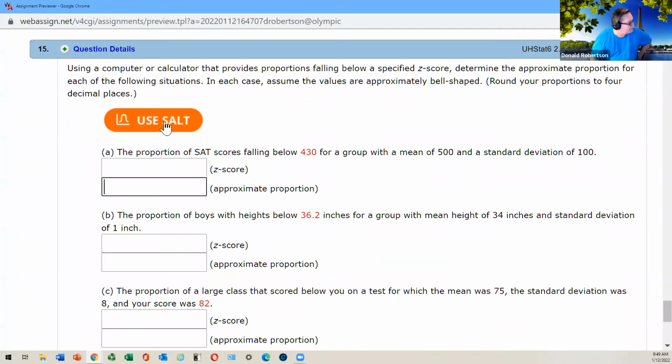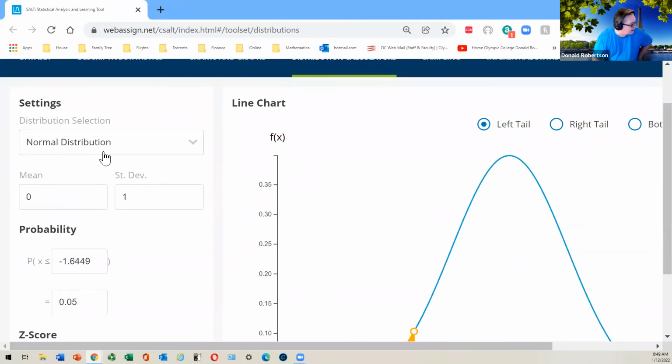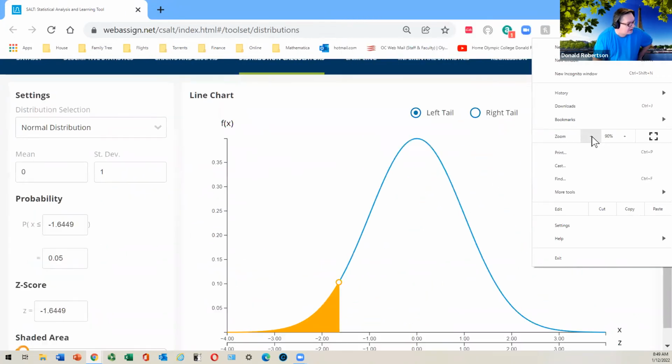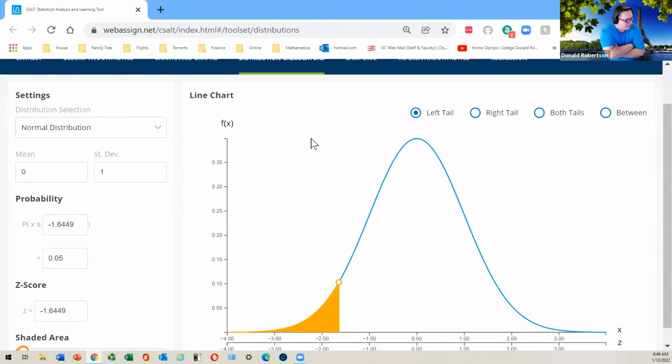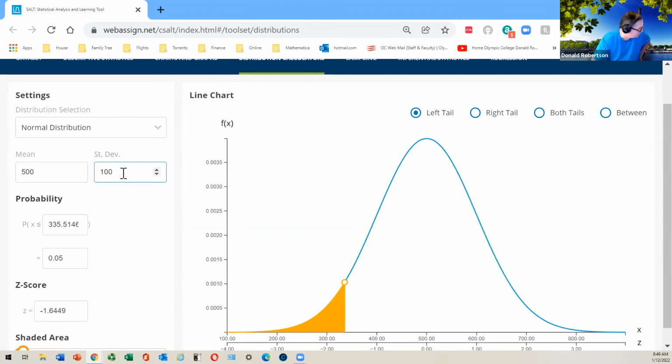So you hit the SALT button, and this will appear. There's a distribution called the normal distribution. I may have to shrink this so you can see it a little better. Isn't that just another name for a symmetric curve or bell-shaped data? It's just another name. It's called the normal. We know the mean, so I'm going to put that one in, and the mean was 500. And we know the standard deviation, and it's this one. And we want to find below.